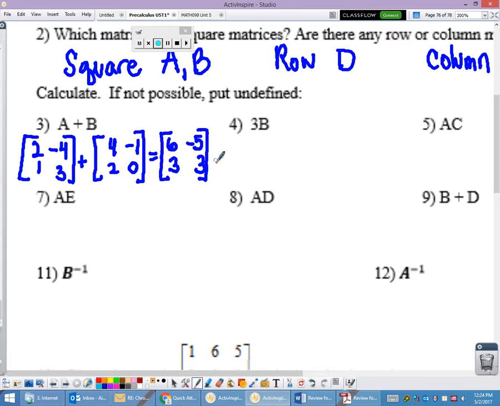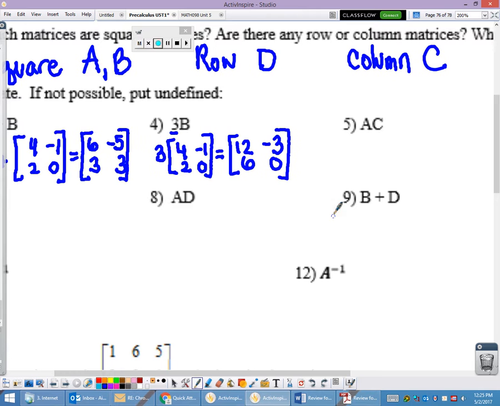Alright, now I am going to multiply the scalar 3 times matrix B. So remember, my matrix B was the same one that I added over here. I'm going to take 3 and put it right outside of that matrix B, and I am going to multiply 3 times each element in that matrix. So that means I'm going to do 3 times 4, which will give me 12, 3 times -1, which will give me -3, 3 times 2, which will give me 6, and 3 times 0, which will give me 0. So for that one, it's just multiplying 3 by each element in my matrix.